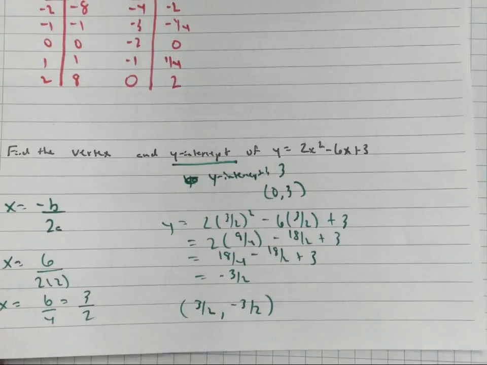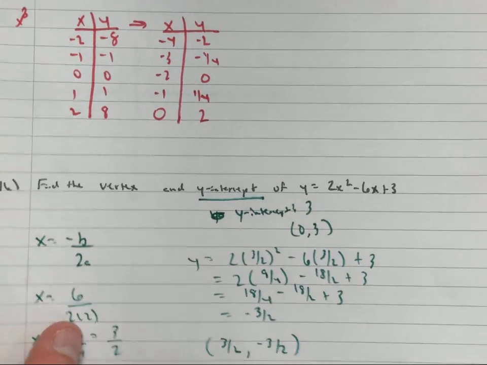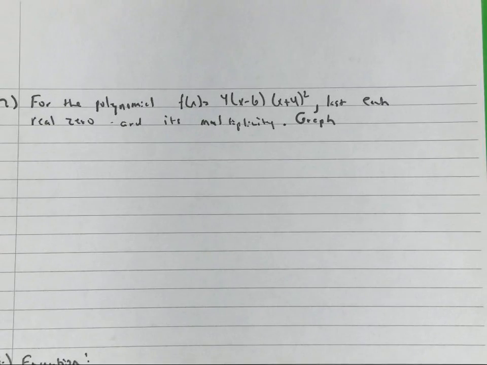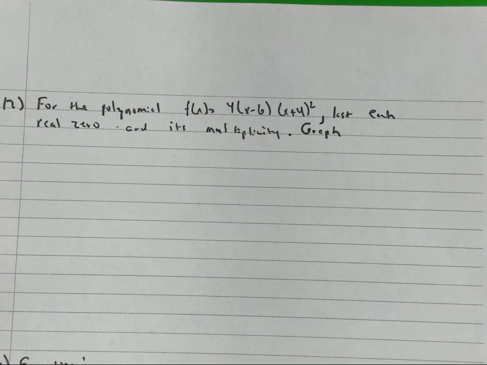Are there any questions on 14, 15, and 16? All right, 17. For this polynomial, we're reviewing our polynomial unit now. f(x) equals 4 times (x minus 6) times (x plus 4) squared. List each real zero and its multiplicity, then sketch the graph.